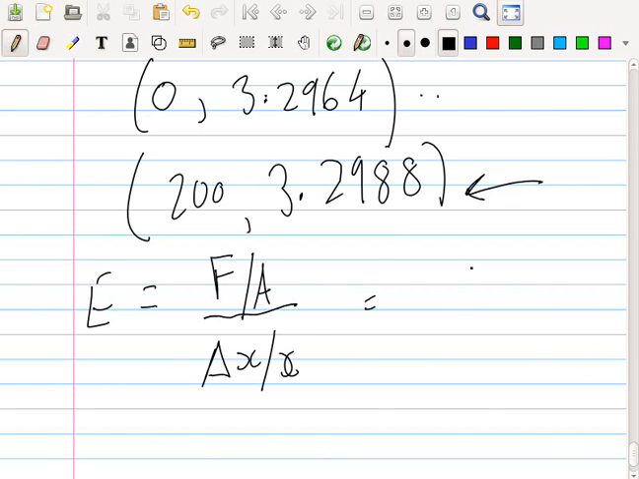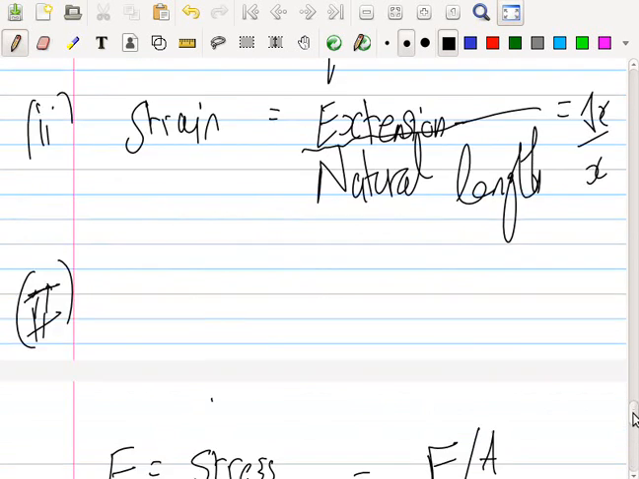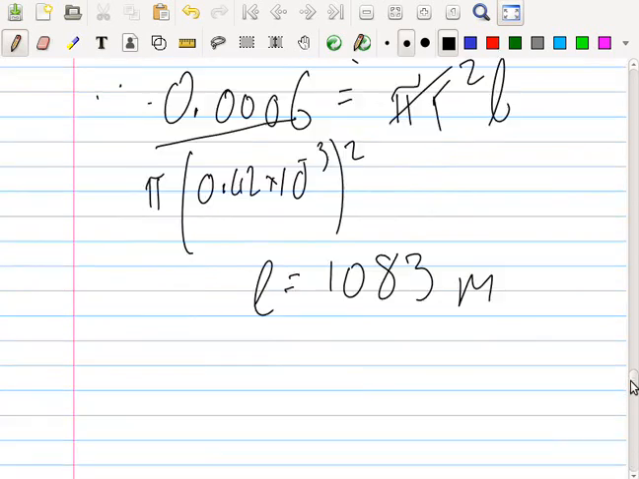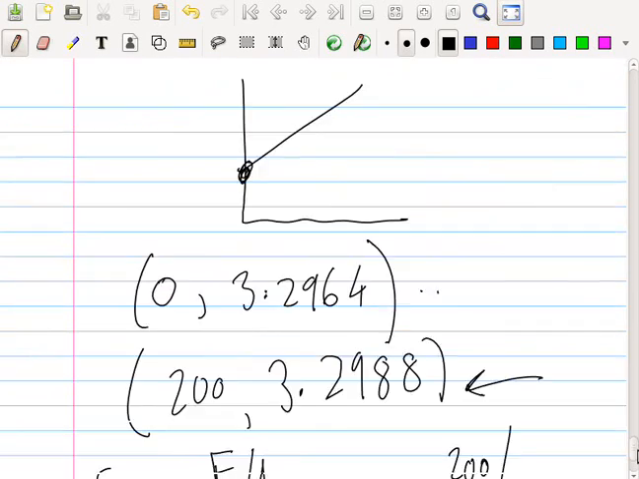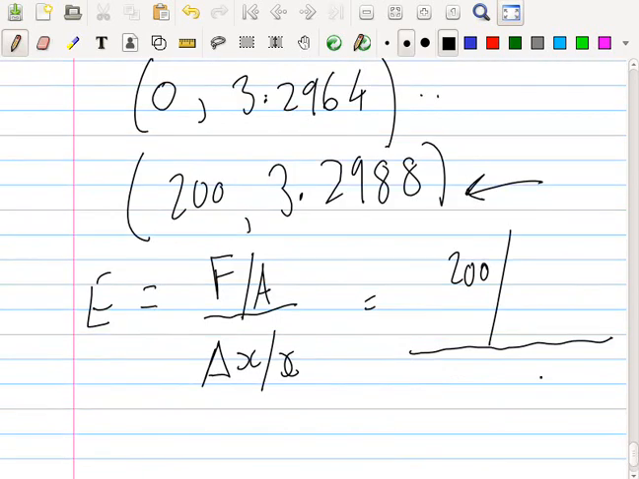What's the force? It's 200. What's the area? It was given earlier. Where is it? Oh, we have to calculate it. Yeah, we didn't actually calculate it. It's pi r squared, and the radius is, what was it, 0.84 millimeters, wasn't it? So 0.42 times 10 to the minus 3 squared.